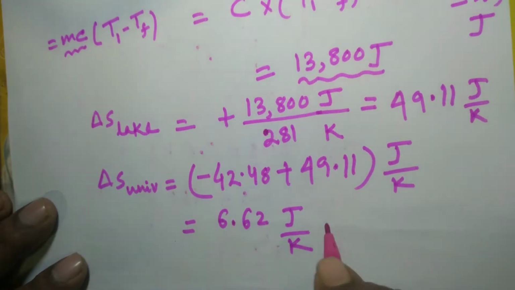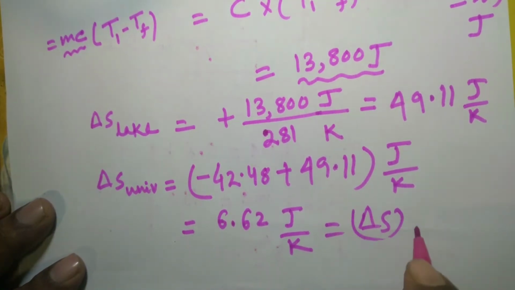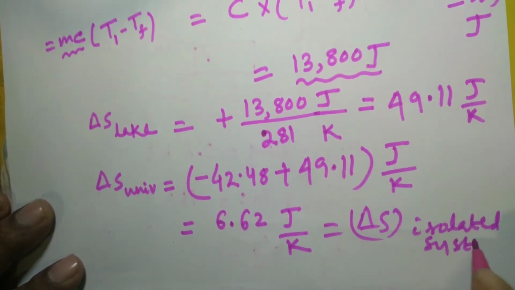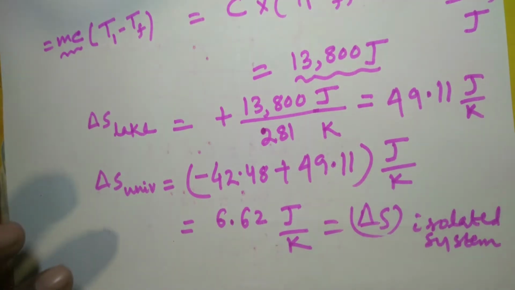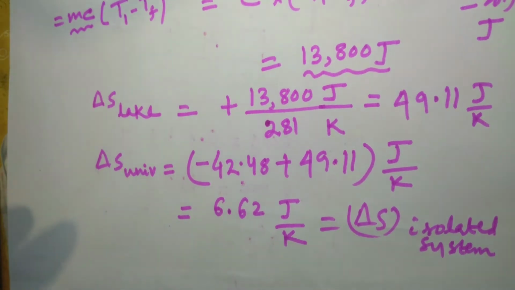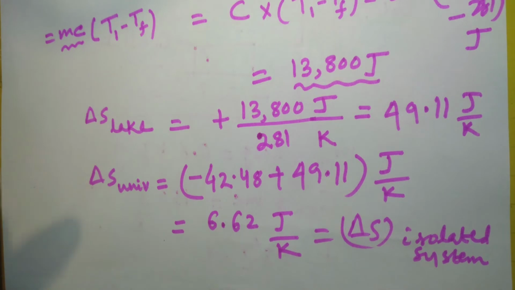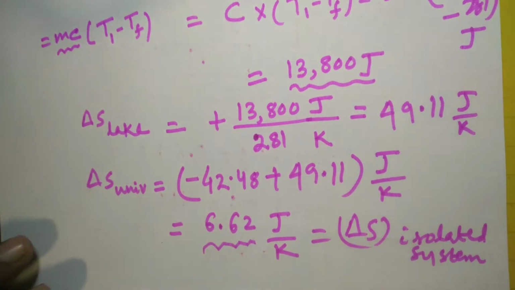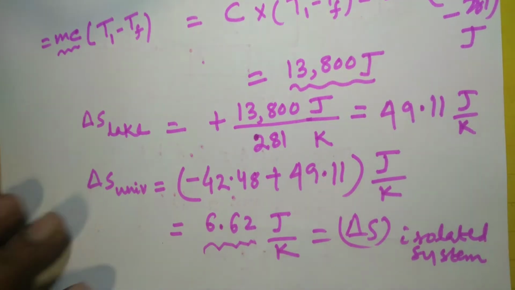This is also equal to delta S of the isolated system that comprises two subsystems: one is the lake and the other is the copper block. If a question had asked for the entropy generation during the process, the answer would have been the same. Entropy generation is also equal to delta S of the isolated system or delta S of the universe. So the same answer would have been there. So this is for case A.